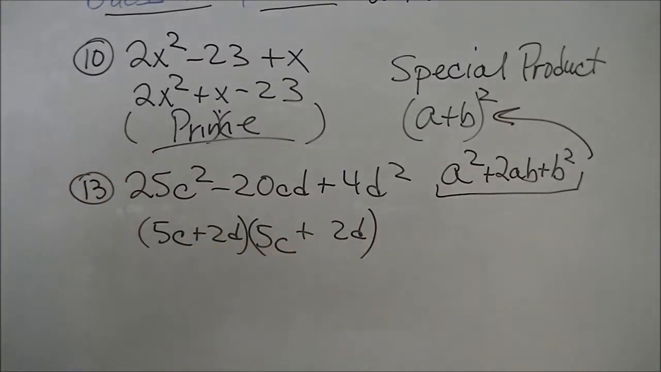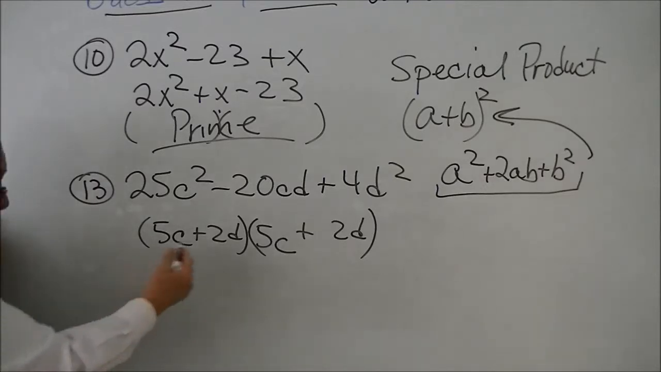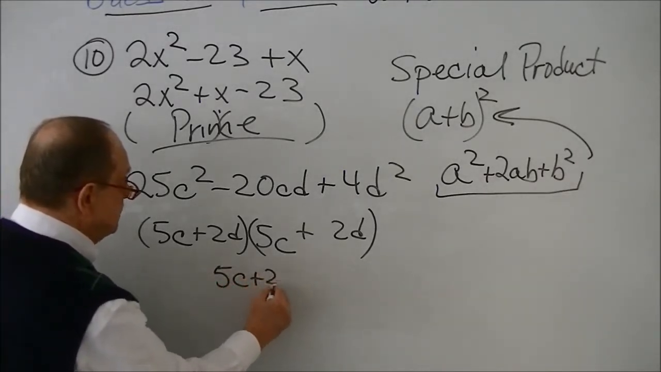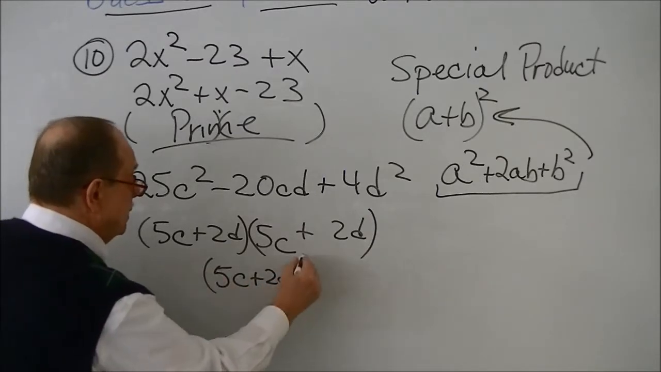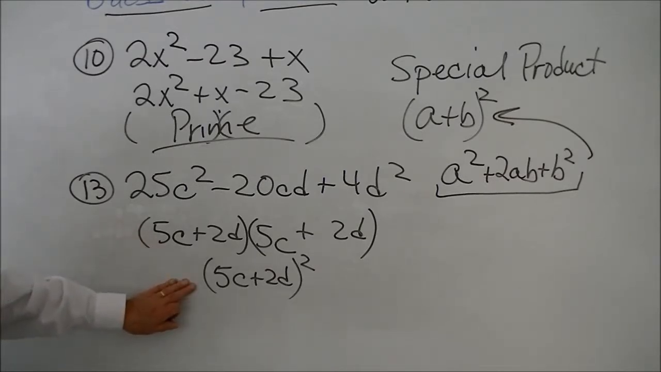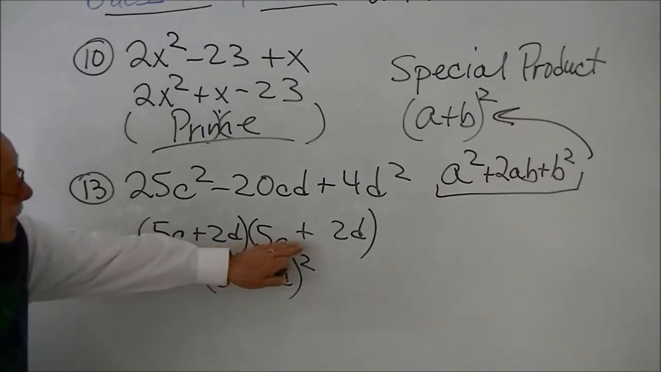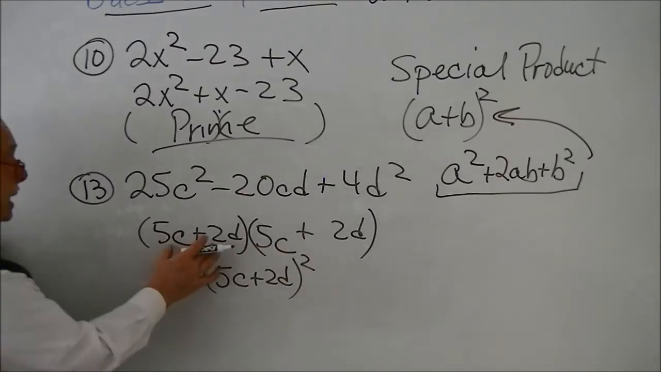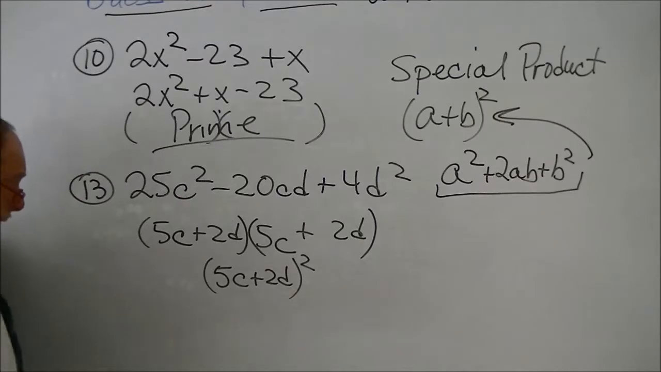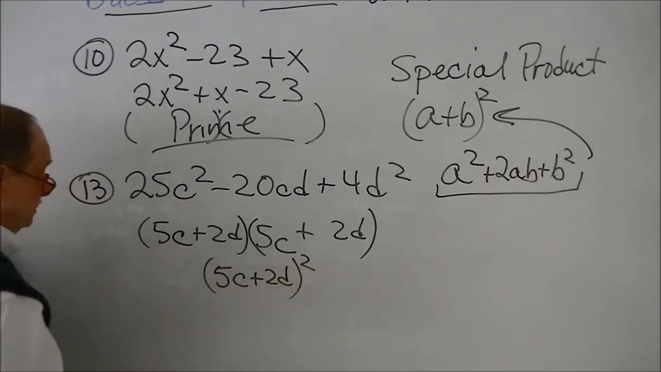and there we are. Now, another way to write this is 5c plus 2d, the quantity squared. I believe MATLAB will accept it this way, or this is the way you should move if you recognize you are multiplying two binomials that are exactly the same. That is, you are squaring a binomial.